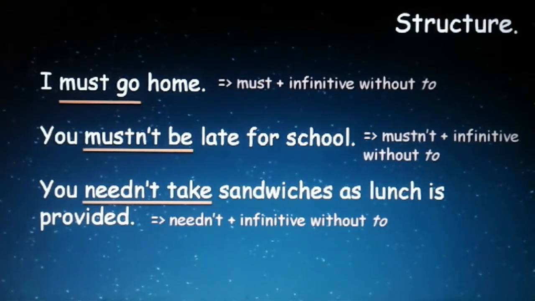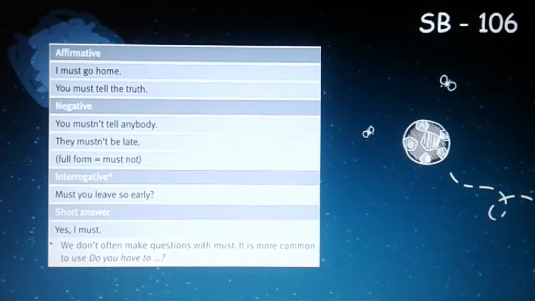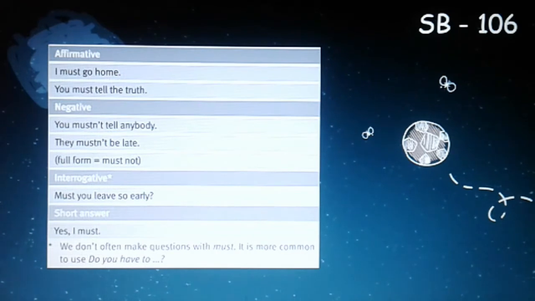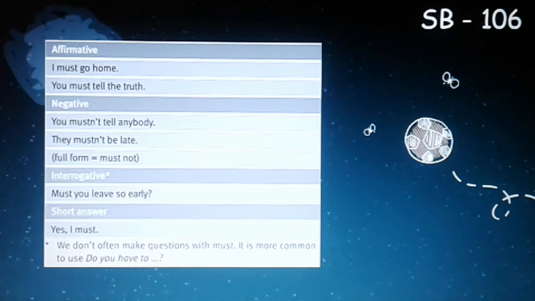You can see more examples in your student book, page 106. You'll be able to see the use of must and mustn't in affirmative and negative sentences. Meanwhile, we don't often make questions with must. This sentence, must you leave so early, sounds really unnatural and also awkward.